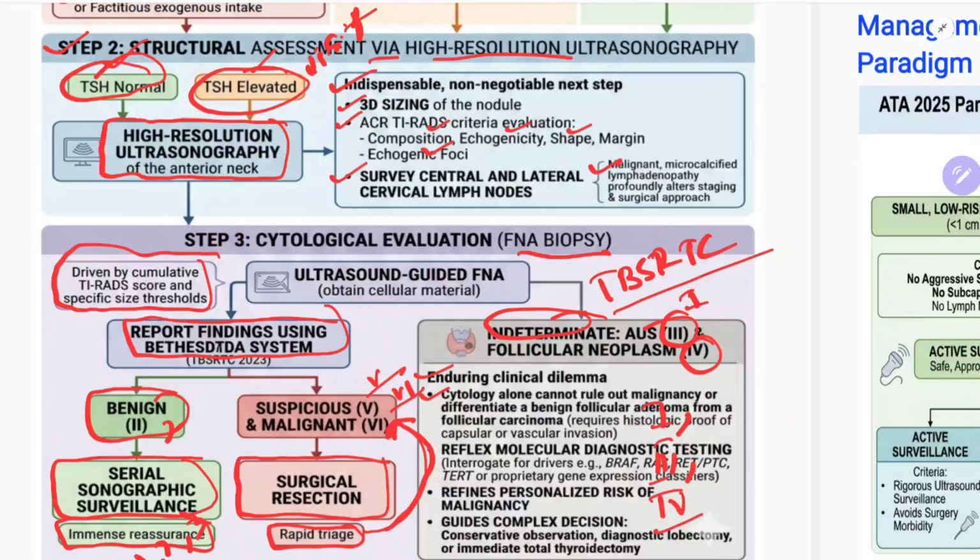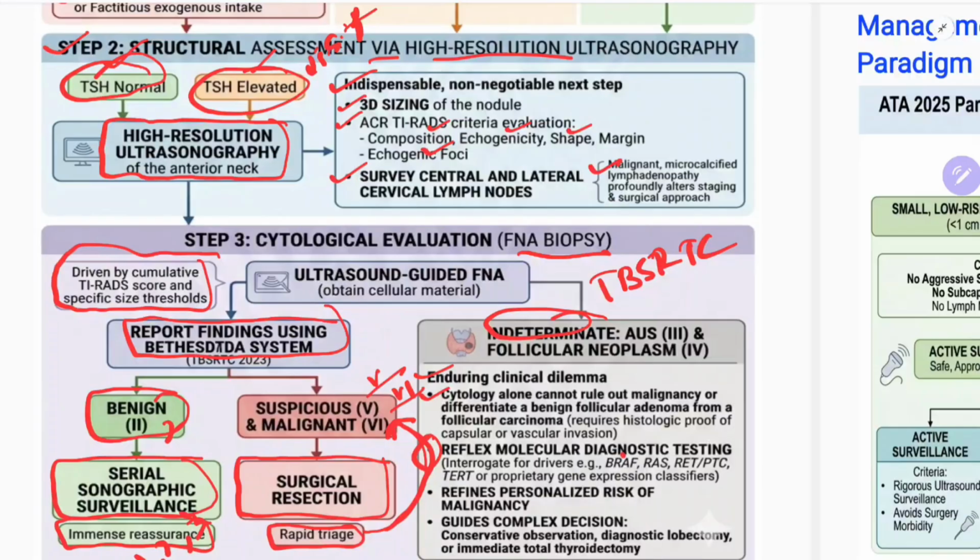These are indeterminate. So to say this is malignancy, FNAC alone is not enough. You need to do surgery, meaning lobectomy, and if you see any capsular or vascular invasion after surgery, then you can say it is carcinoma. If there is no vascular or capsular invasion, then it is not carcinoma. So that requires lobectomy. One thing is you do lobectomy and rule out capsular and vascular invasion. The second thing you can do in these indeterminate categories is reflex molecular diagnostic testing.